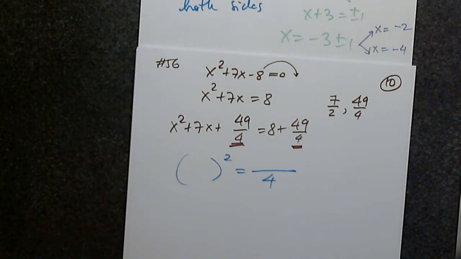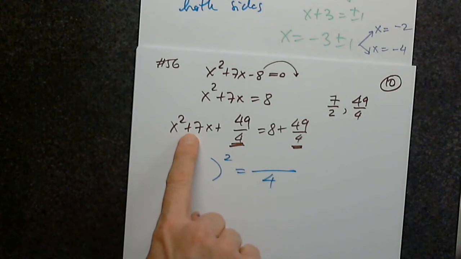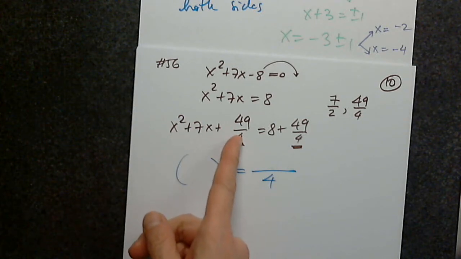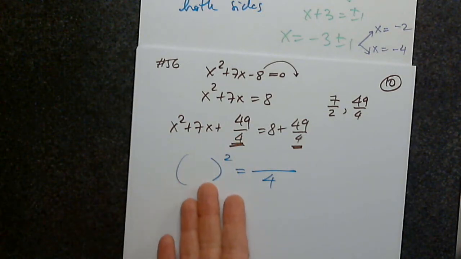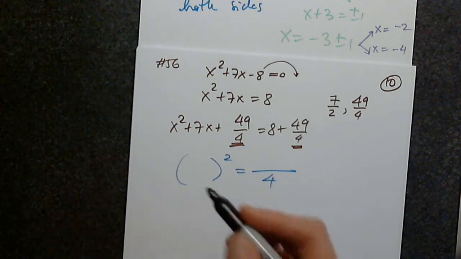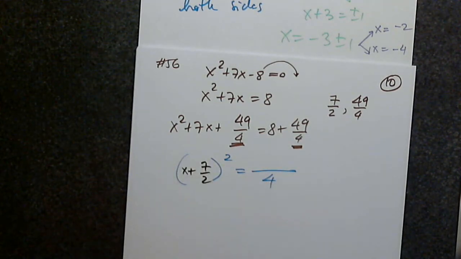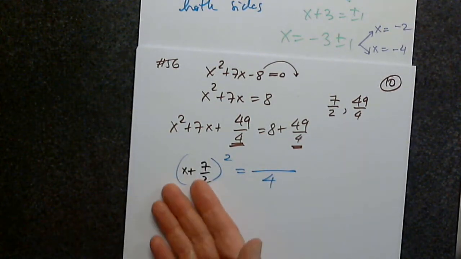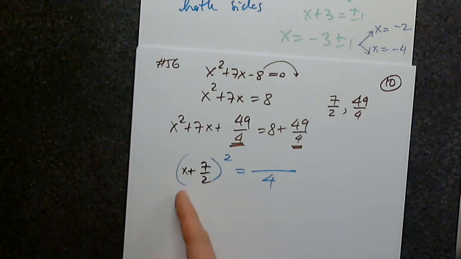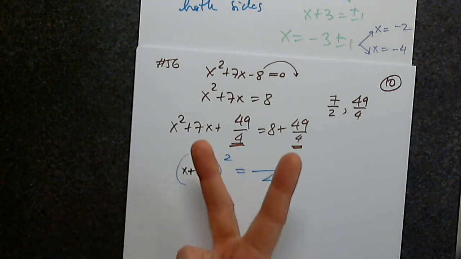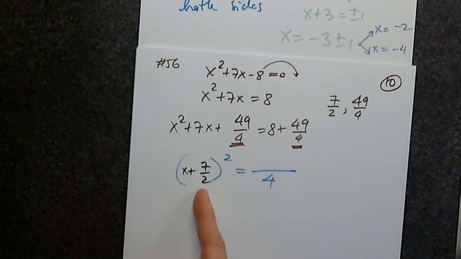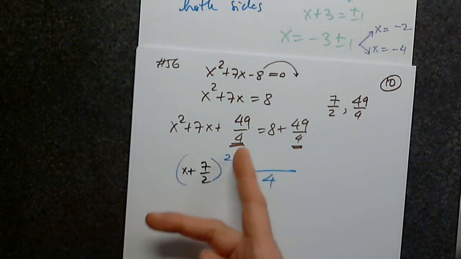So obviously it's x squared, and obviously plus, and obviously what I squared to get that. So x plus 7/2. Exactly. How do I know? Let's expand it like on the first day of classes. The first term squared is this, plus 2 times the first times the second would be 7x, plus the second term squared.